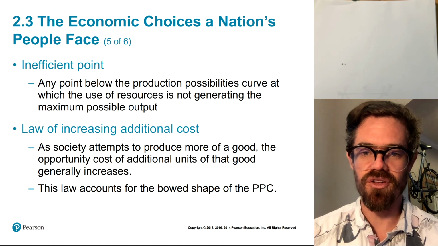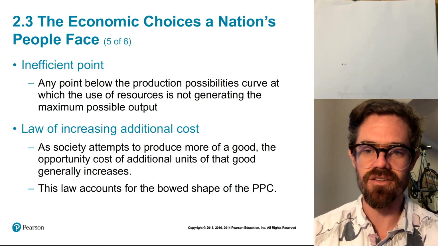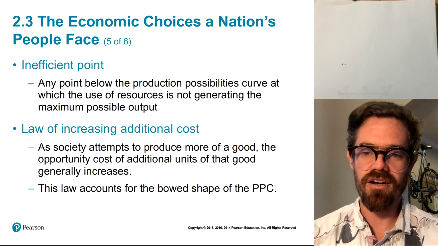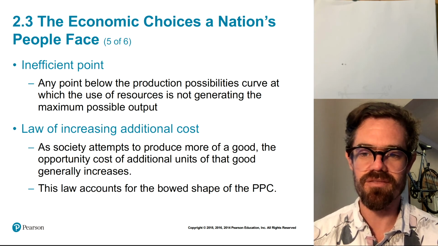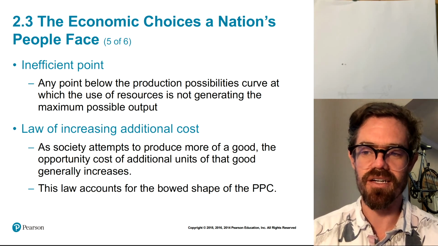So this is what we call the law of increasing additional cost, or sometimes called the law of increasing opportunity cost. Basically this means that as society tries to produce more of a good, the opportunity cost of additional units of that good generally increases. So we have to give up more and more smartphones to get an extra 10 million tablets, for example. And this, again, is what causes the bowed shape of the PPC.